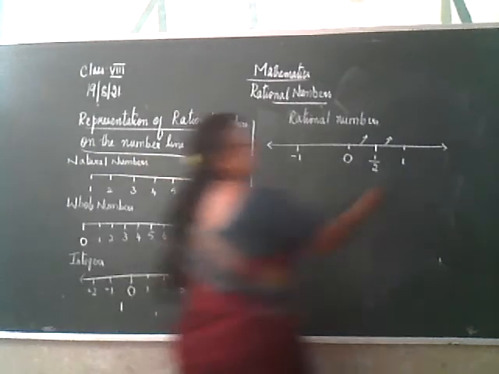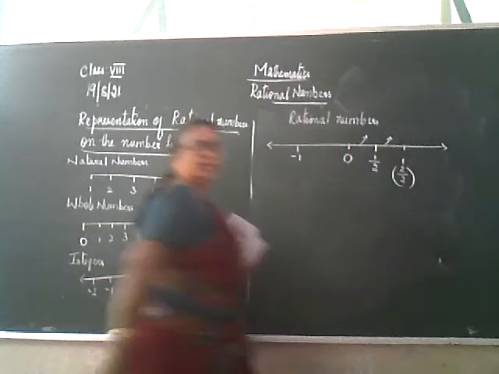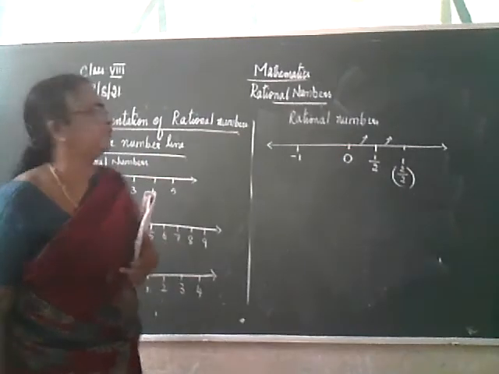So 1 by 2 is in the form of p by q, isn't it? So what will this become? Yes, 2 by 2, which is equal to 1.